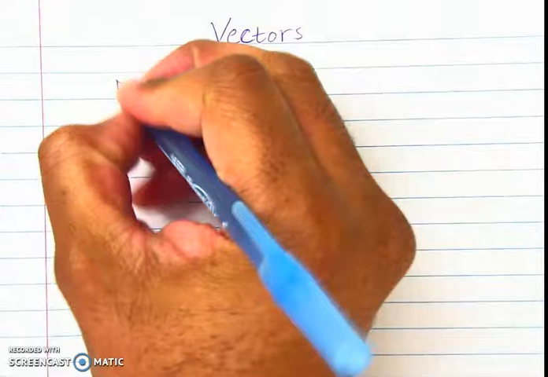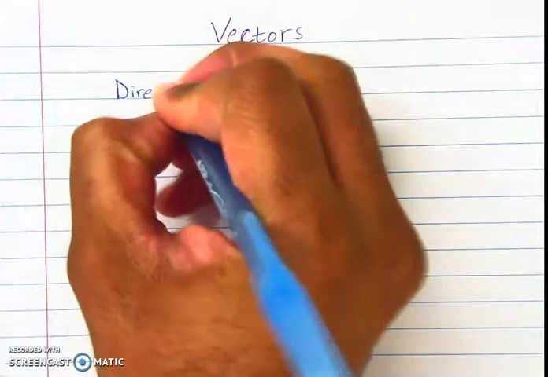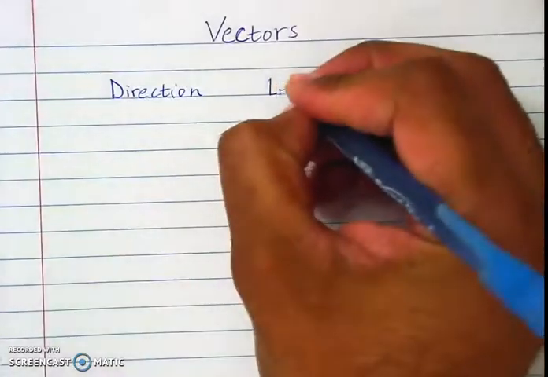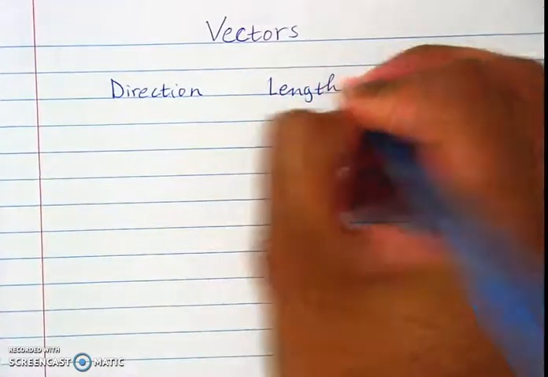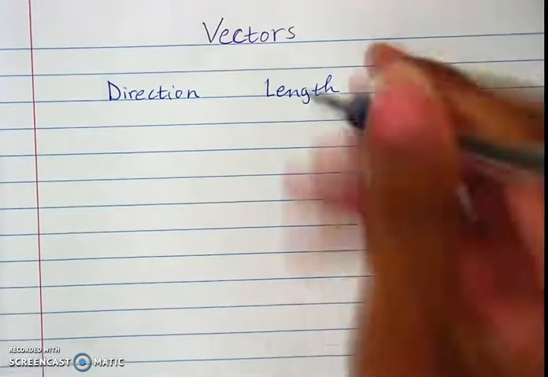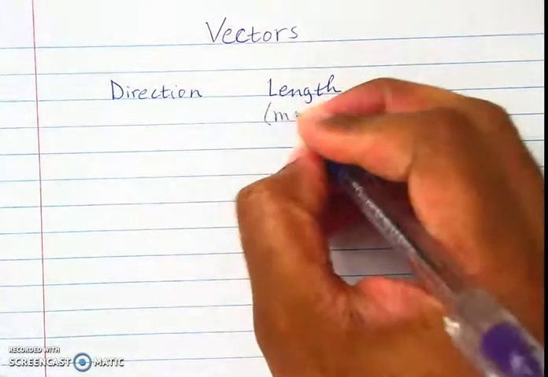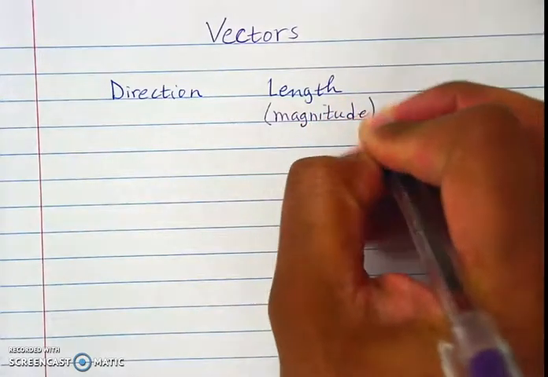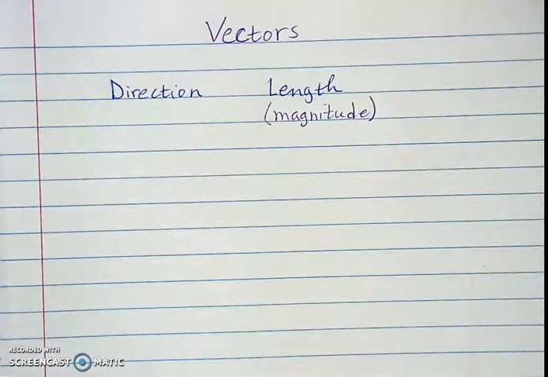They deal with direction and they deal with length. Now, another word for length that you could hear is magnitude. So we have direction and we have length or magnitude.